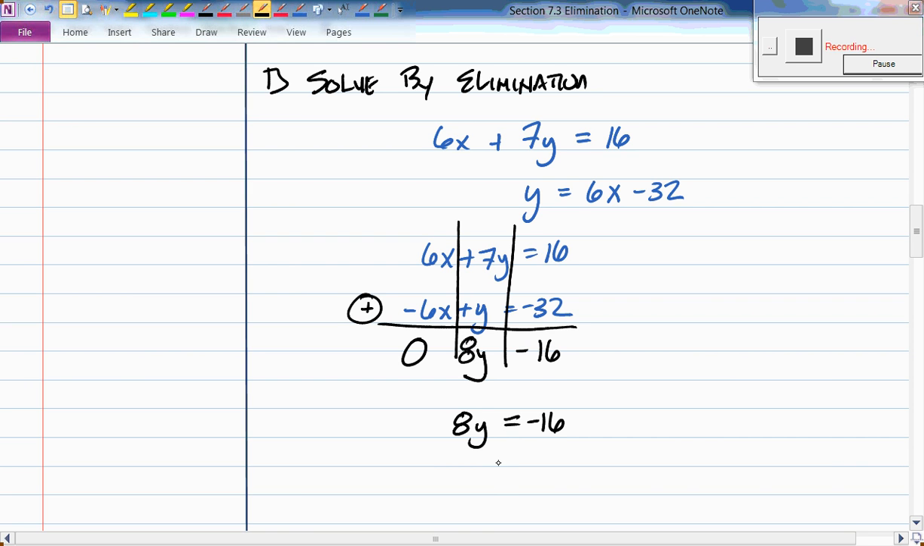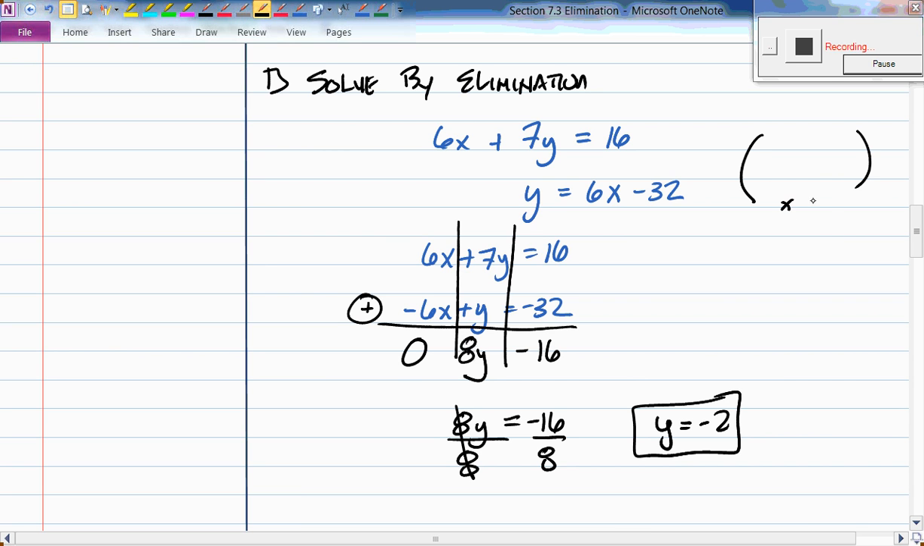What do I do now? Divide by 8? You mean the answer is going to be negative 2. Okay. So here's x and here's y. We got an answer of negative 2 for y. Are we done? No. What do we do now?